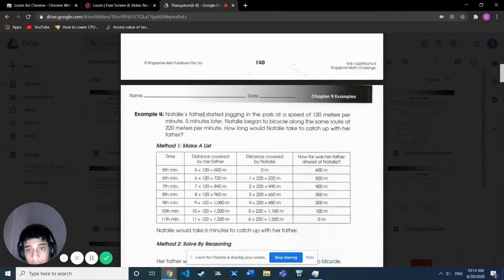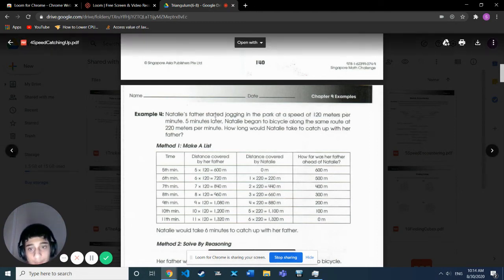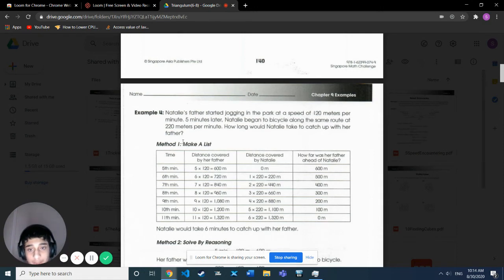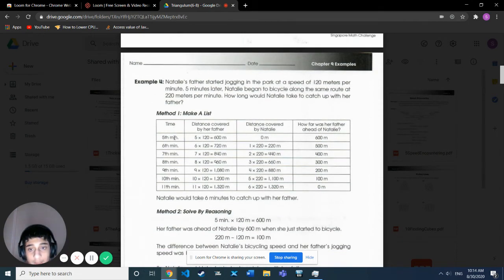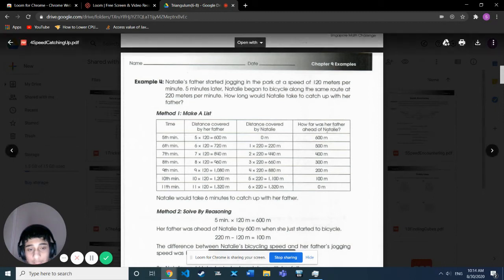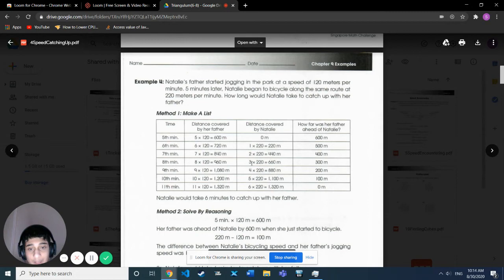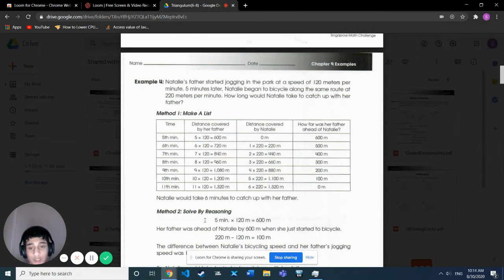For this one, you can see the problem here. Her father is jogging in the park at a speed of 120 meters per minute. 5 minutes later, Natalie began to bicycle along the same route at 220 meters per minute. How long would it take for her to catch up with her father? There are a lot of different methods you can use. One, you can make a list. This one is really tedious. You just look at the distance covered for each minute, and it isn't really something you want to do.